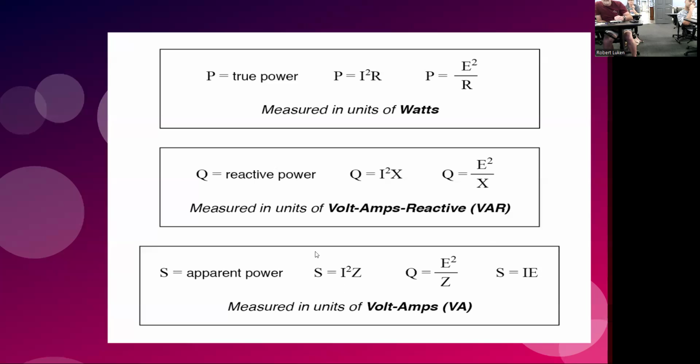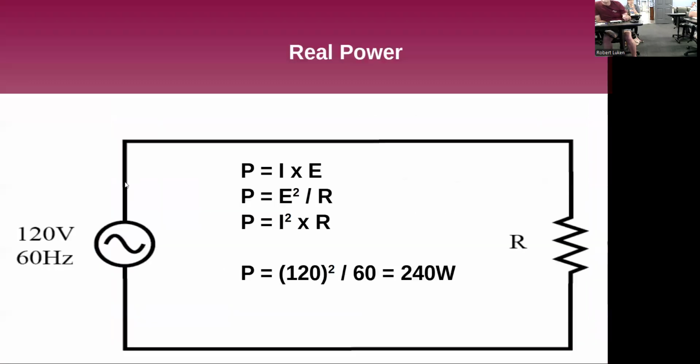And then the apparent power, like I said, is the vector portion. So you could do it as I squared times the magnitude of the impedance. This is a circuit that's showing pure real power because it's purely resistive. So we have 120 volts across the 60 ohm resistor. So we're going to have 2 amps flowing. So you can calculate with any of the 3 formulas, you're going to get the same answer.